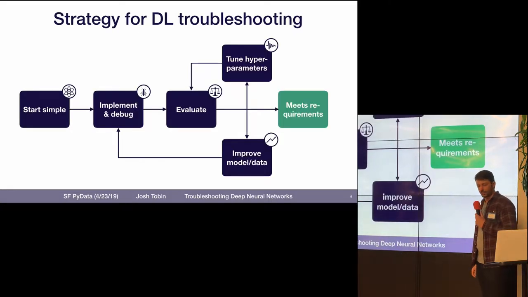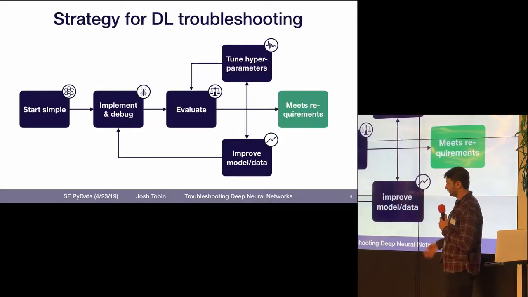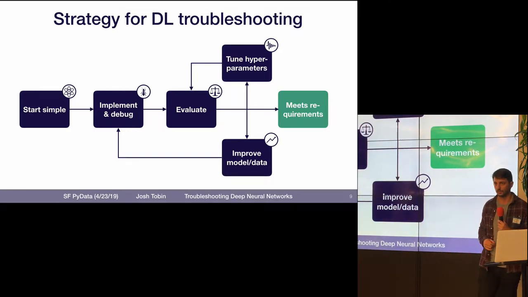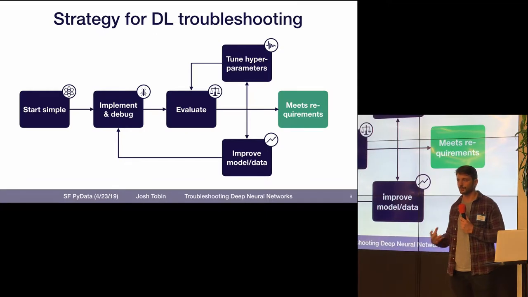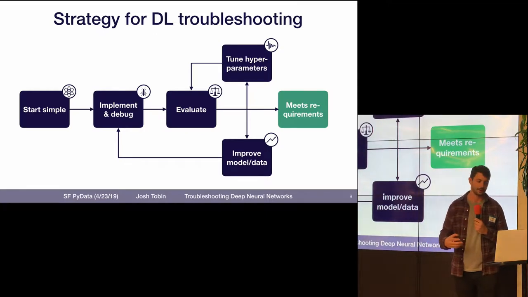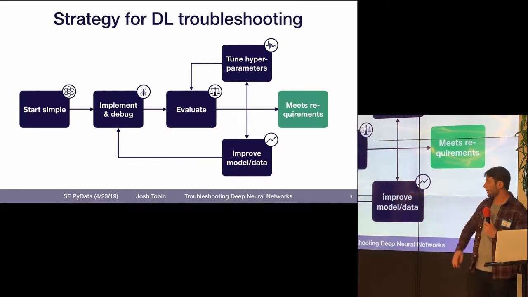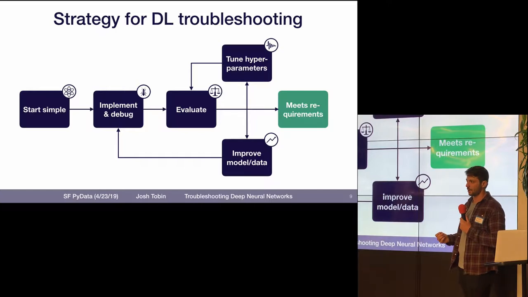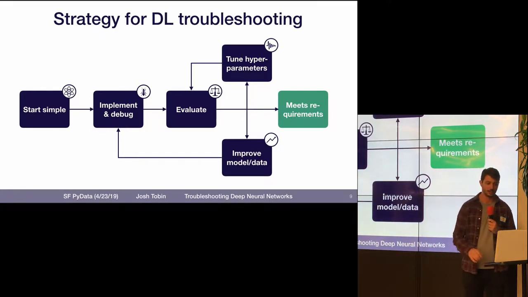And so I think the strategy that I employ is a few different steps. So you start by starting simple. And what that means is, you start with the simplest possible version of your model and your data set. And then from there, you implement your model and you debug it. And so this means, you know, getting it to run and then convincing yourself that there's no implementation errors in your model. And we'll talk a little bit about how to do that.